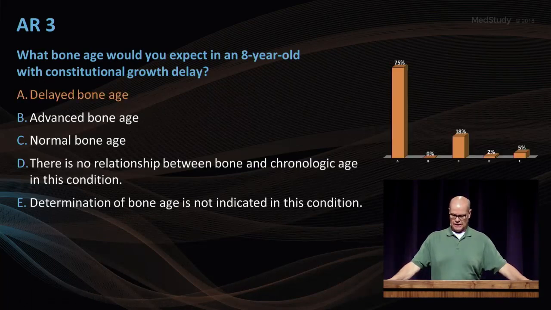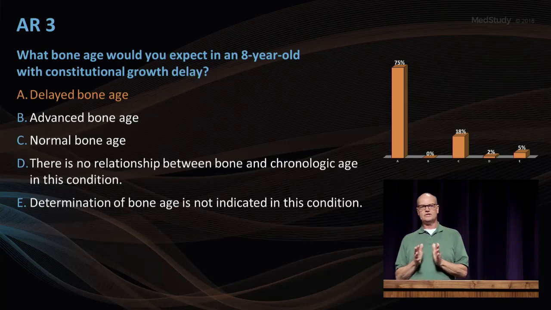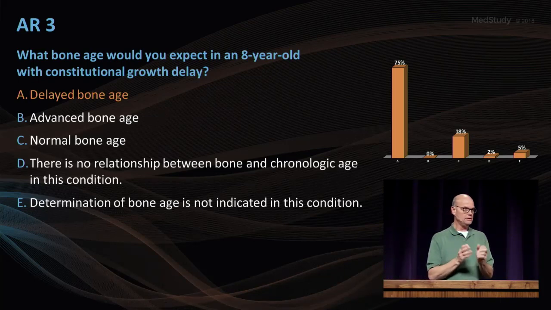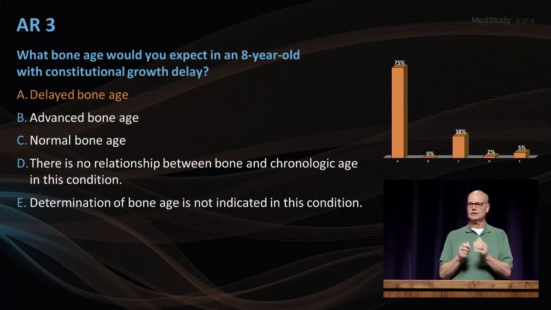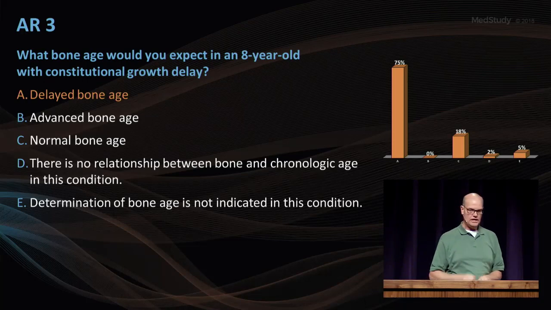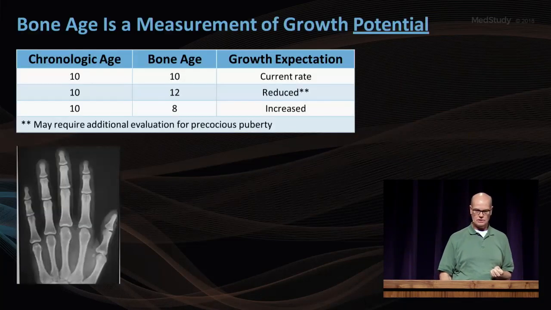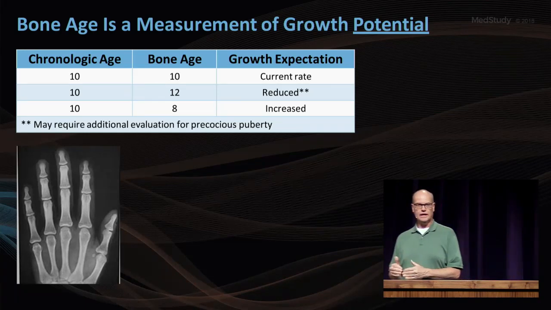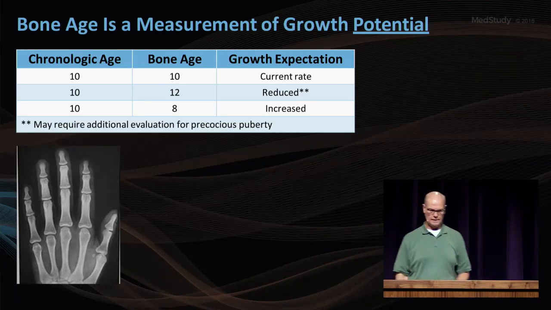Good. So it's delayed. So what is bone age? How can it help you? And how can it help you sort out between genetic short stature, idiopathic short stature, and constitutional growth delay? For one thing, bone age is a really nice test because it doesn't hurt, it's quick, and you can get lots of information from it.